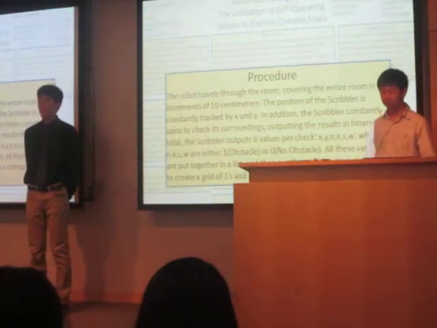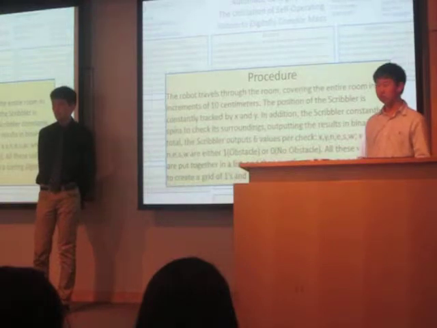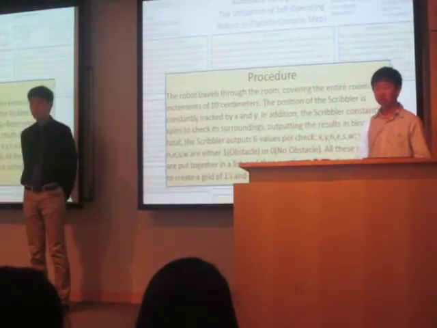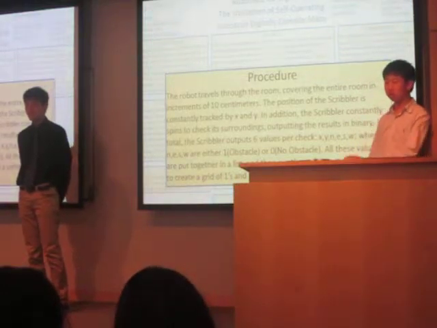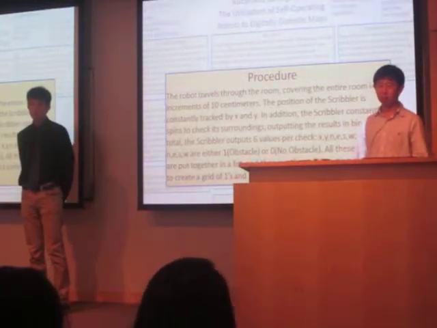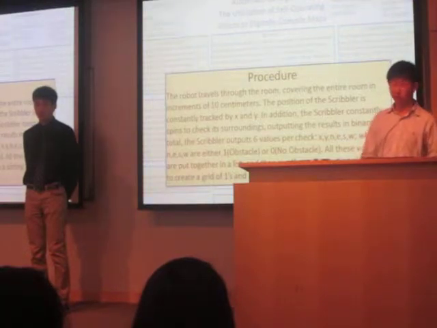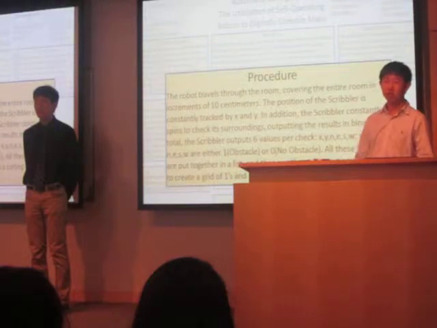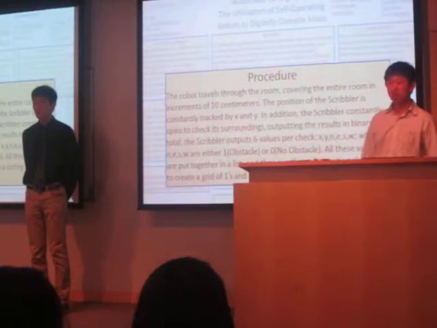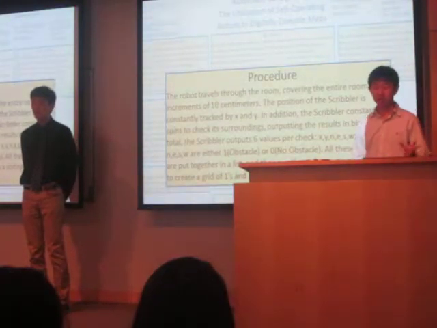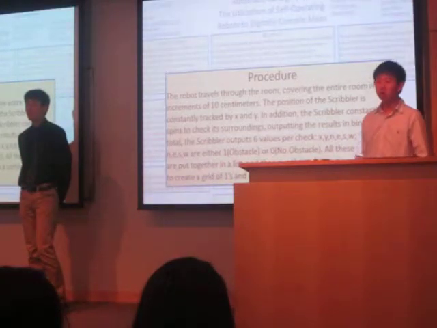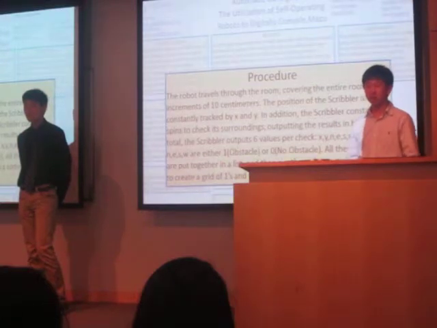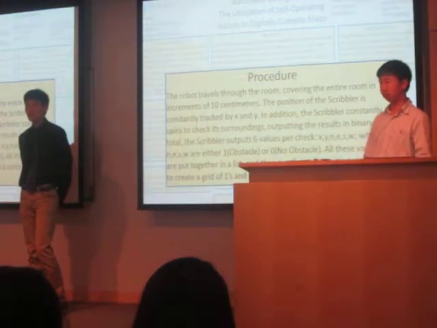So the first part was we had the Scribbler move in intervals of around 15 centimeters throughout the entire room. And every 50 centimeters, it would rotate 360 degrees and take 4 data values: forward, to the right, behind it, and to the left. And these would return as either true, that there was an object in the way, or false, that there was no object in the way. In addition, we constantly tracked the X and Y coordinates of the Scribbler so that it could create a list of 6 digits, the X, Y, and the 4 obstacles. We took this list of 6 digits and combined all of them into a master list, which we then ran through a sorting algorithm to create a map.